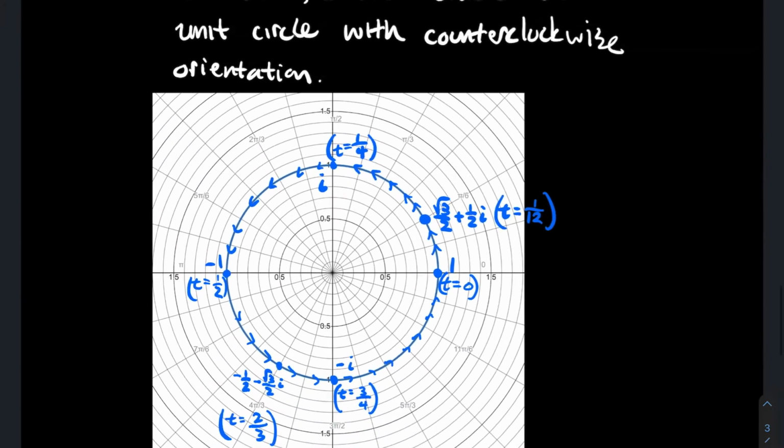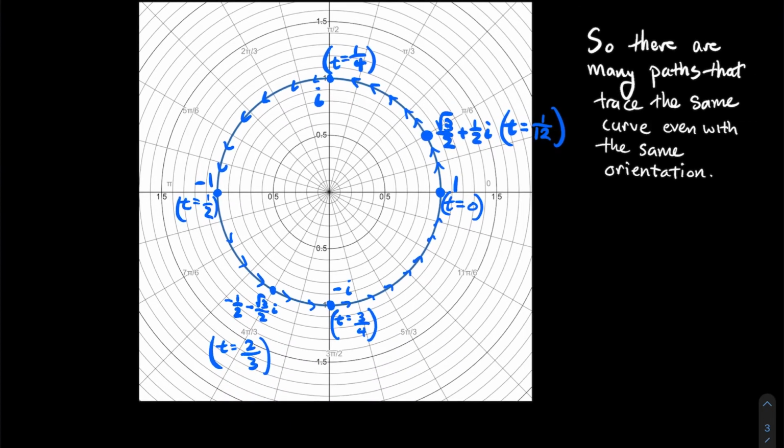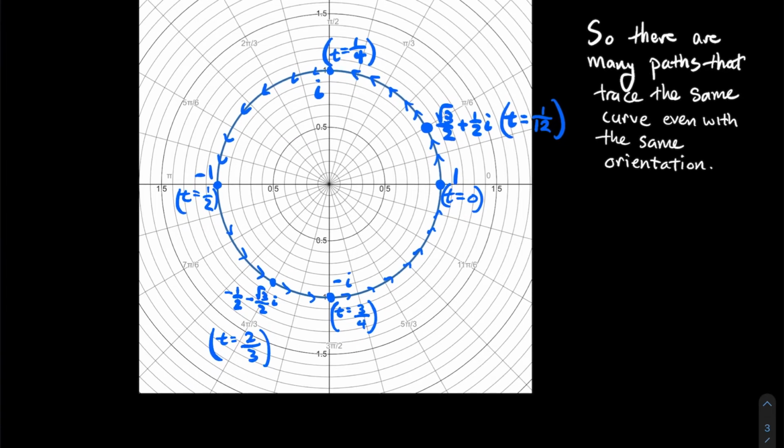So what are we supposed to take away from these two examples about the unit circle? There might be many paths to trace the same curve, even if you have the same orientation. So there's lots and lots of ways to describe a path. So maybe there's no unique way to describe a path is a stronger thing to say.